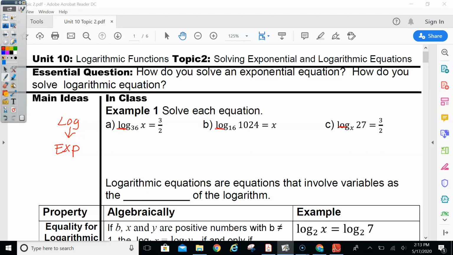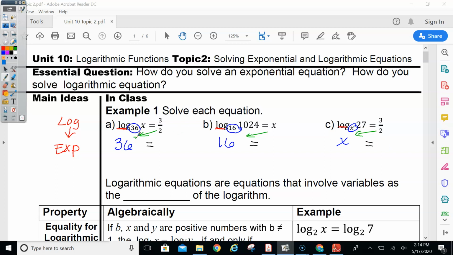So look for the base of the exponent. So here the base is 36. Here the base is 16. And here the base is x. Then you do the little switcheroo. So what the log is equal to becomes your exponent, and then what the argument is becomes what it's equal to.